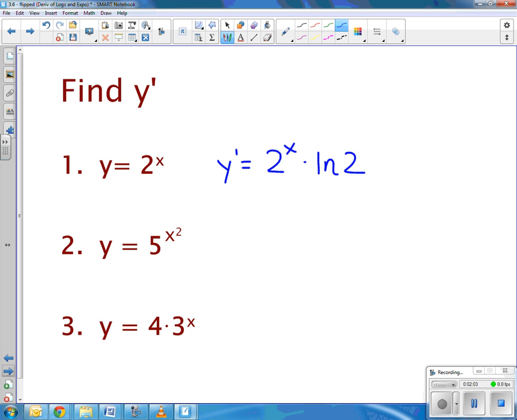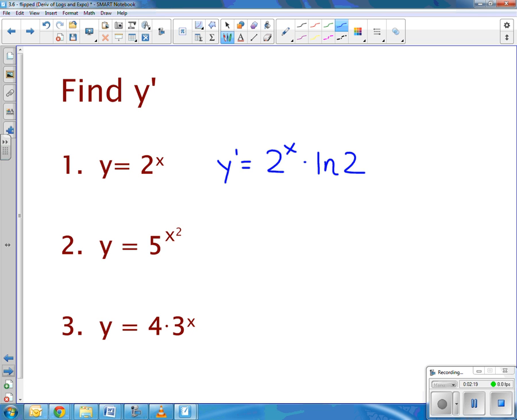In terms of how you would write it, you can put the natural log of 2 in the front if you would like, or you can leave it as it is here. For now, I'm just going to leave this one as it is. Number 2. Now this one is not just 5 to the x. It's 5 to the x squared.